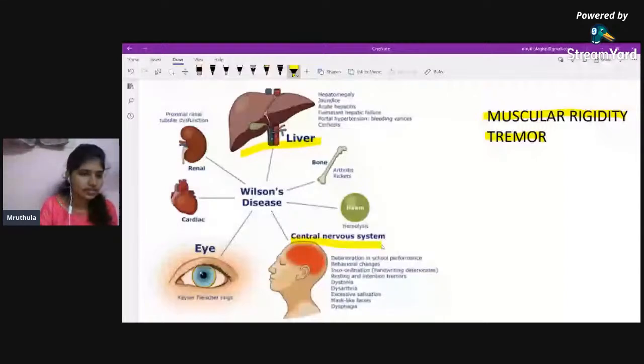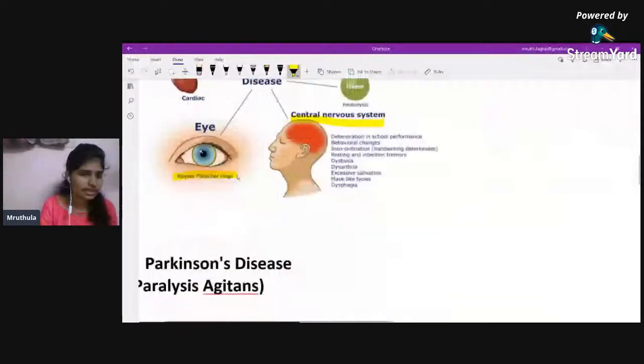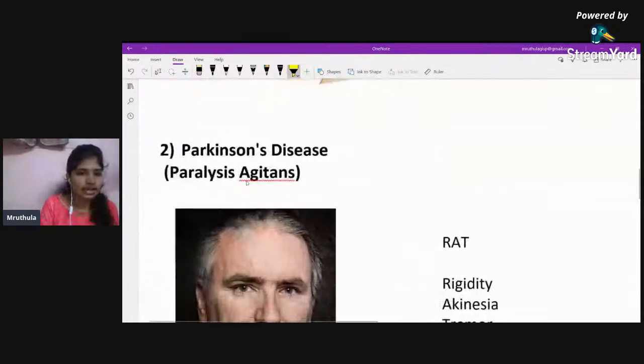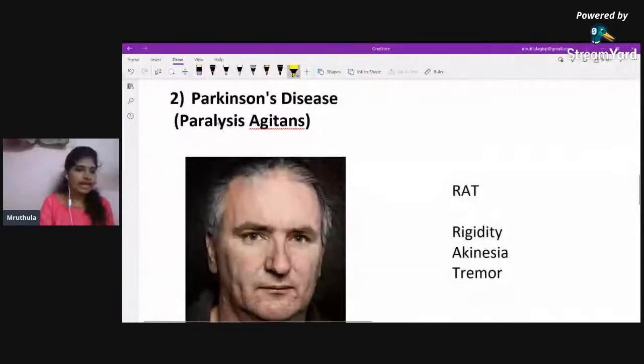Here's another thing which is interesting, but you don't need it here in basal ganglia. Once you learn Wilson's disease in biochemistry, you will see the case of Kayser-Fleischer rings. These are those copper rings in the eye. Second one is paralysis agitans.